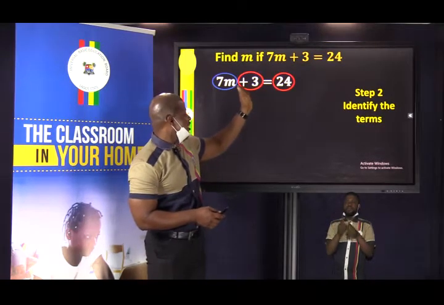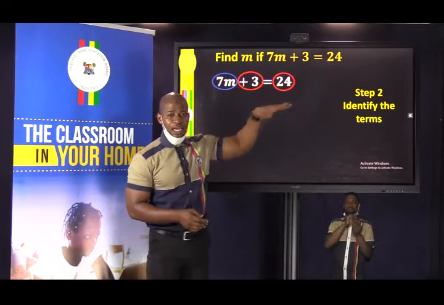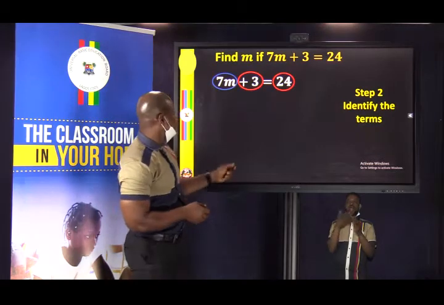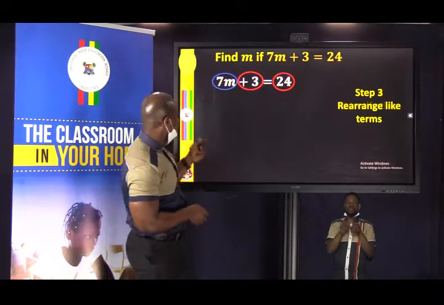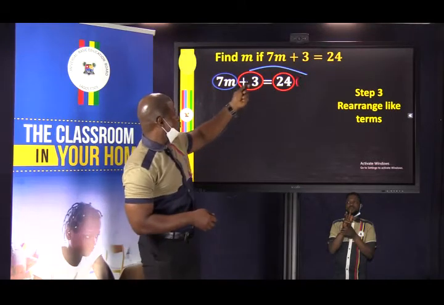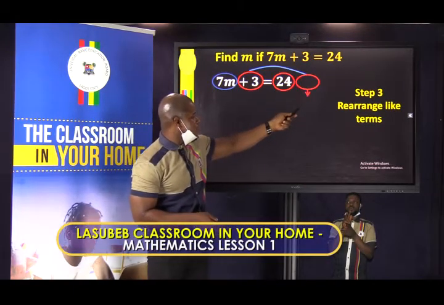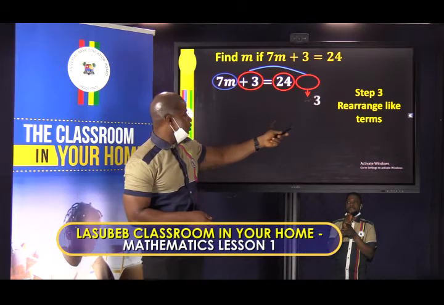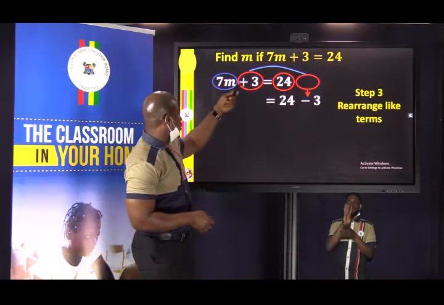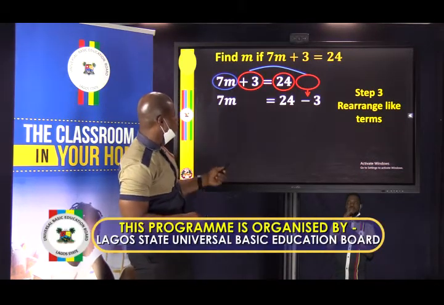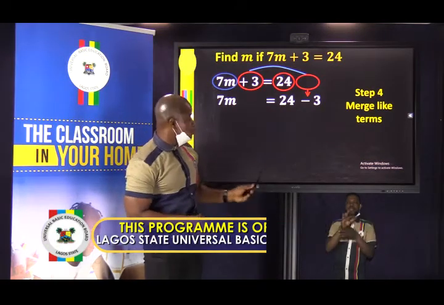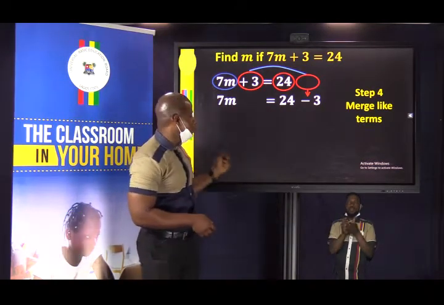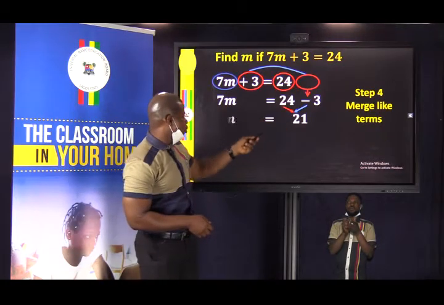So I take the plus 3 to the right side where all the numbers will be. Plus 3 will change to negative 3 like this. So plus 3 will give me on this side minus 3. Then 24 will come down. Then minus 3 is no longer here. 7m comes down. Then I merge like terms. 24 minus 3 obviously will give us 21. I'll write it on the right side. So 21 here, then the equality sign comes down.